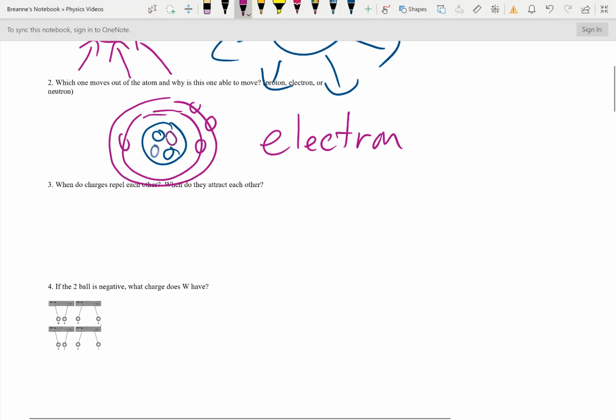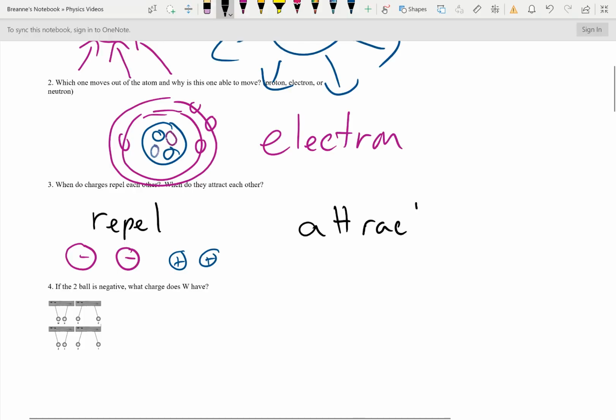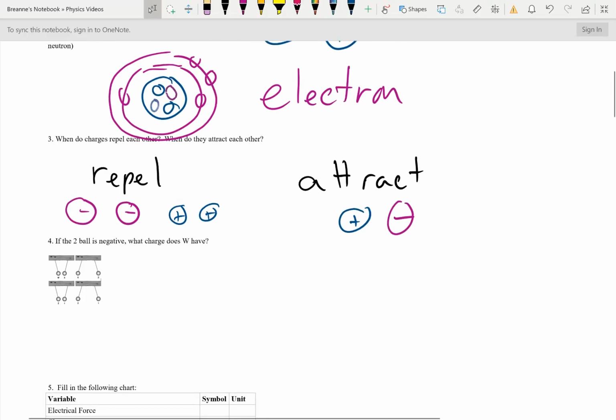Number 3, when do charges repel each other and when do charges attract each other? They repel when they're the same sign. If you have 2 electrons or 2 protons, they're going to end up repelling. But if you have different signs, so 1 proton and 1 electron, that's when they'll attract. Knowing that information, let's see if we can do number 4.